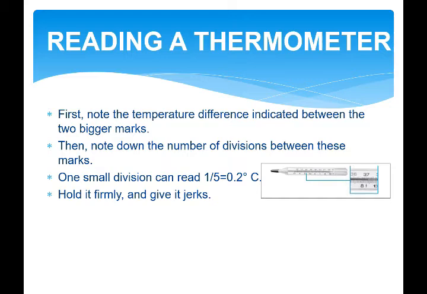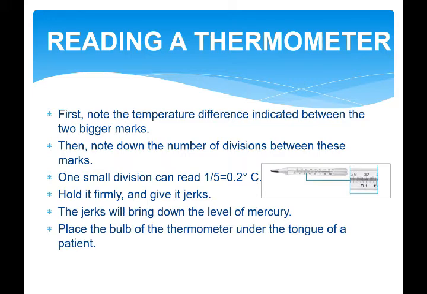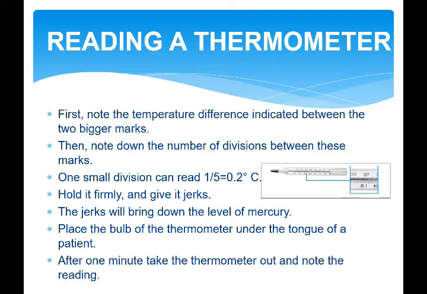Hold the thermometer firmly and give it jerks. The jerks will bring down the level of mercury. Now place the bulb of the thermometer under the tongue of a patient. After 1 minute, take the thermometer out and note the reading.